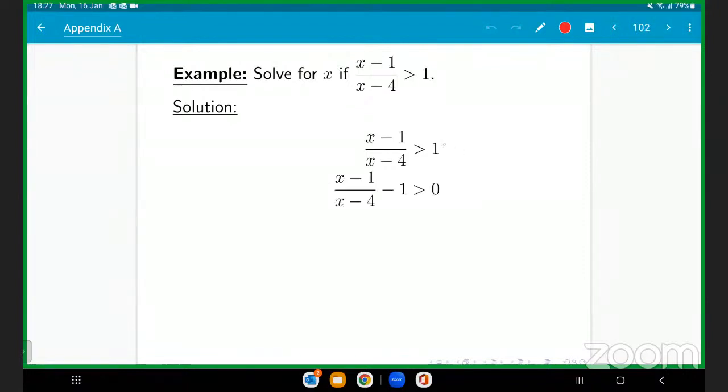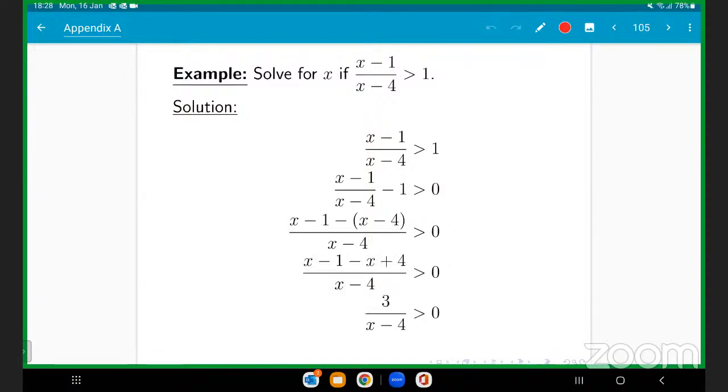So what we do is we will take the one across. So you will have this quotient here, -1. Then you use a lowest common denominator, or LCD. -1 can be written as x minus 4 over x minus 4. Simplify this expression to get 3 over x minus 4 strictly bigger than 0.